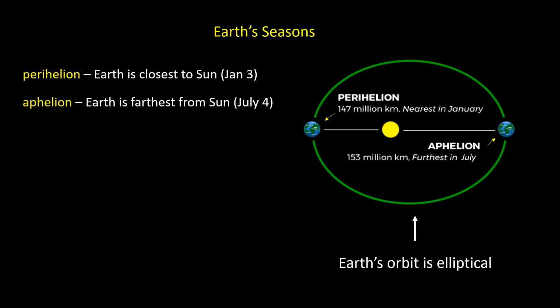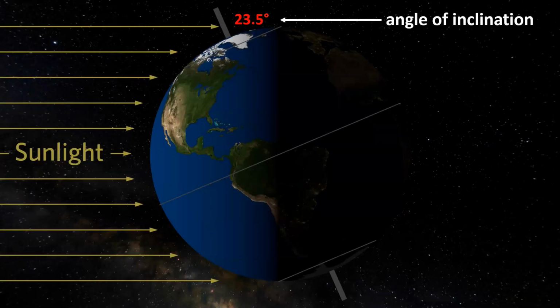So, then what does? Well, the answer lies in the tilt of Earth's axis, also known as its inclination. Earth's angle of inclination is 23.5 degrees. For us, summer occurs when Earth's northern hemisphere is tilted towards the sun. Winter occurs when the northern hemisphere is tilted away from the sun. During the summer, days are longer and the angle of insolation is greater.